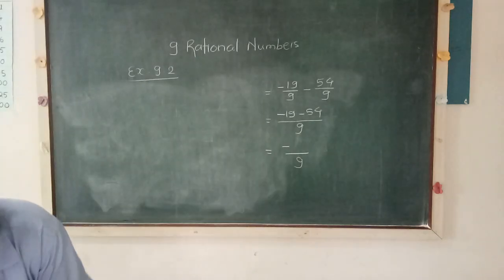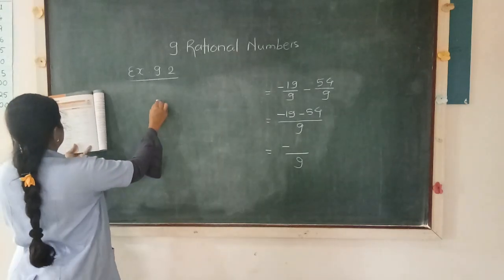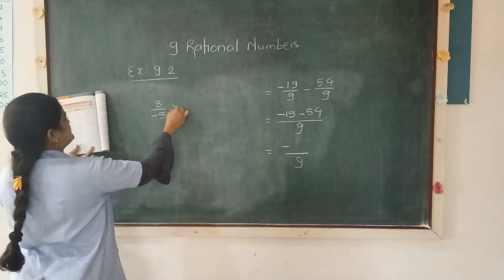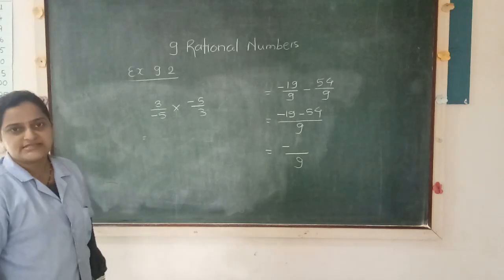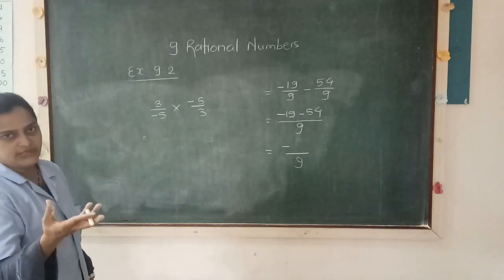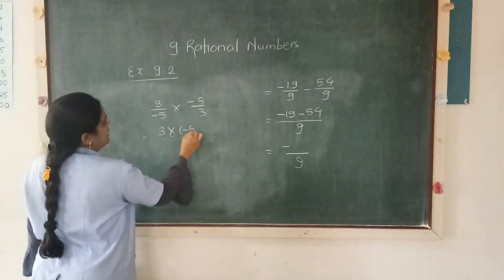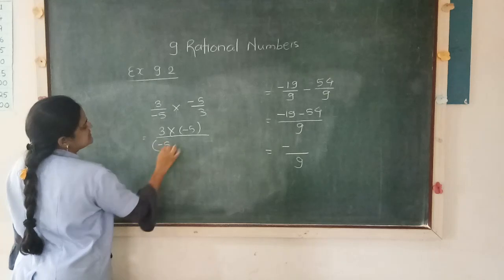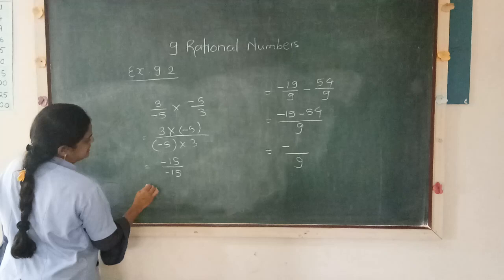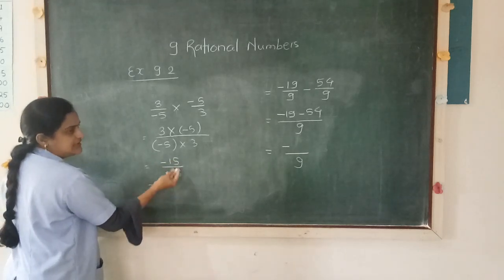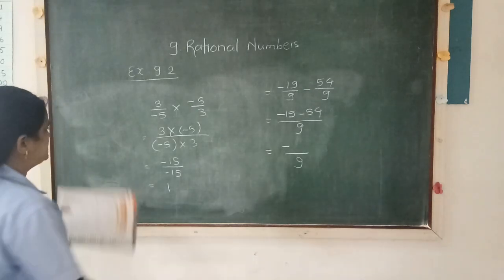Now, find the product. Finding the product is not a great job, so I won't explain many. See, they have given here 3 upon minus 5 multiplied by minus 5 upon 3. Now, getting the product of two rational numbers is what? Product of their numerators in the numerator and product of their denominators in the denominator. So, 3 multiplied by minus 5 upon minus 5 multiplied by 3. So, it will be minus 15 upon minus 15. Right? 15 upon 15 is 1. Minus 15 upon minus 15 is also 1. You will get that.